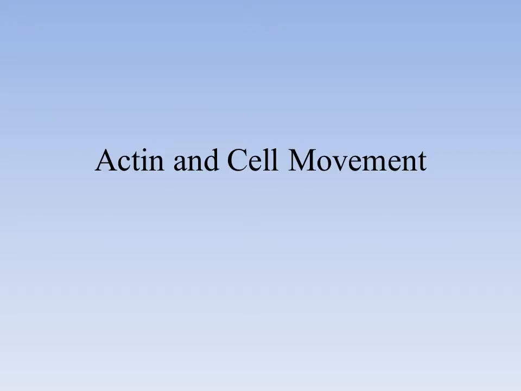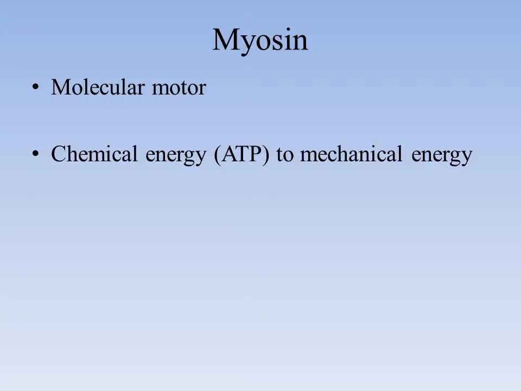Alright, let's talk a little bit about how actin is involved in the process of cell movement. So let's talk about myosin. So myosin is basically a molecular motor. And so what myosin does is it's going to interact with actin filaments and convert chemical energy into mechanical energy. So take the chemical energy that the cell has accumulated through all the metabolic reactions and convert that into mechanical energy that will actually allow the cell to move.